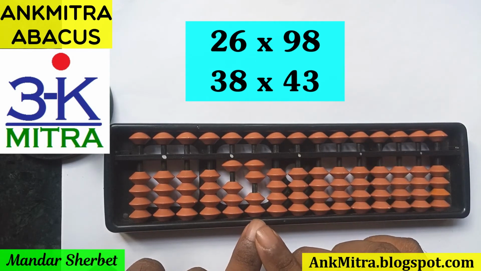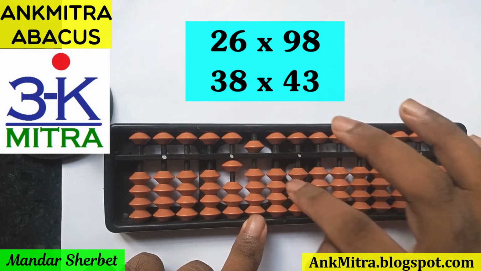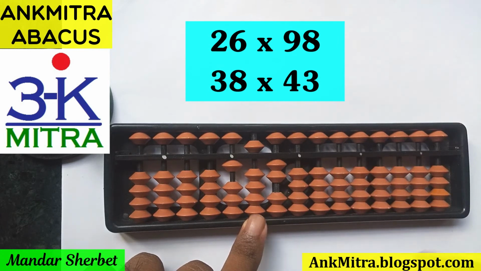Now we'll move one rod to the right, that is to the third rod, and then multiply that 4 with 8. 4 multiplied by 8 is 32. So 32 will be added from this rod, that is the third rod, 32. Okay, now the first part is done.